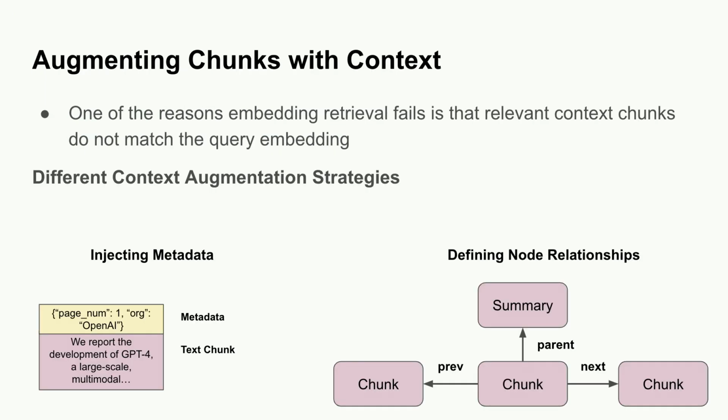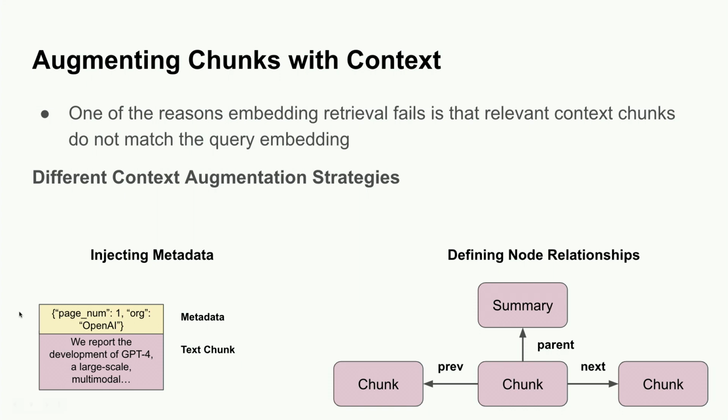The first point is augmenting chunks with context. One of the reasons embedding-based retrieval fails is that the relevant context chunks don't match the query embedding, because they lack global context about what the entire document is about.